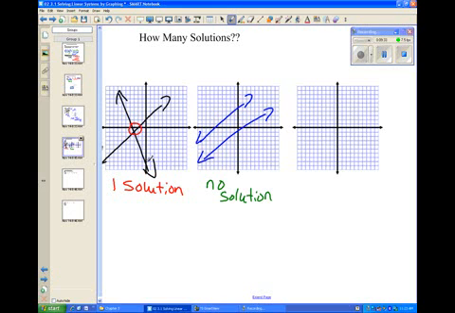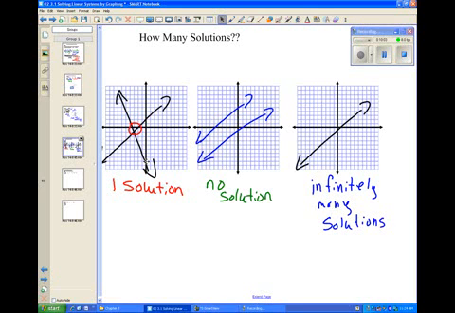My third possibility looks like this. Now, realize I only drew one line. And I only drew one line because my two equations are the exact same equation, and they lie on top of each other. Since they lie on top of each other, they're the same equation. That tells me that I have infinitely many solutions. Every x I plug in is going to give me a y that is a solution to both equations, because both equations are the same equation.